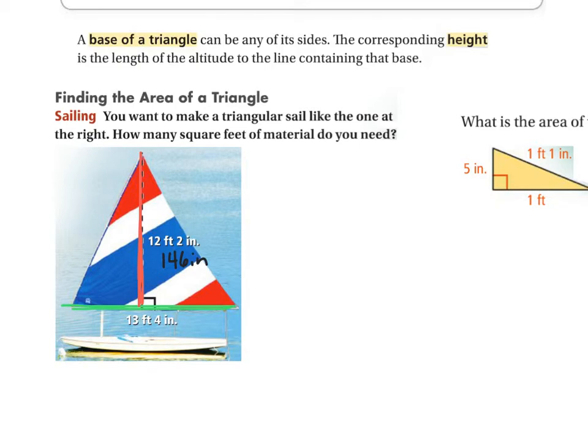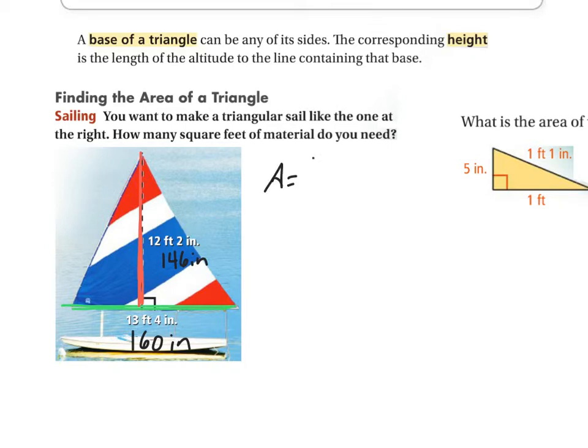Okay, well, the same thing we've got to do for the bottom. 13 feet changing into inches means multiply it by 12. What is 13 times 12? I think it's 156. 156 plus the 4 more is going to be 160 inches for our base. Okay.